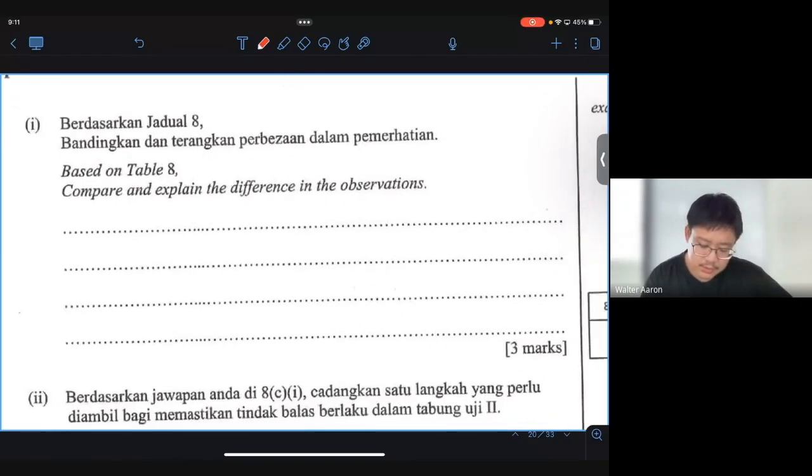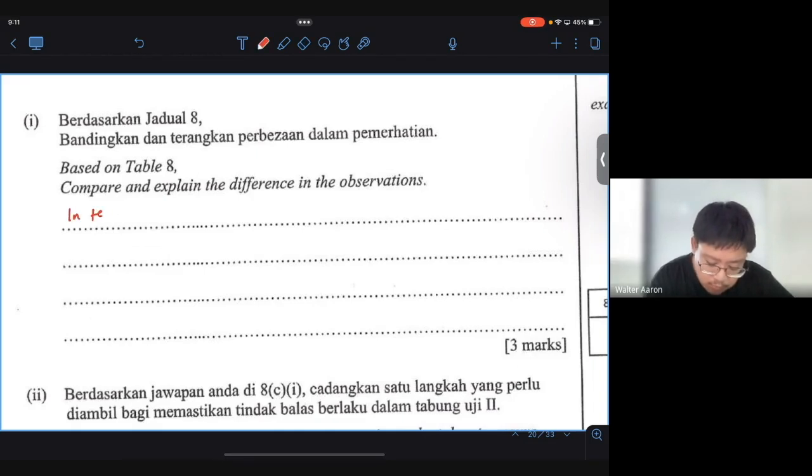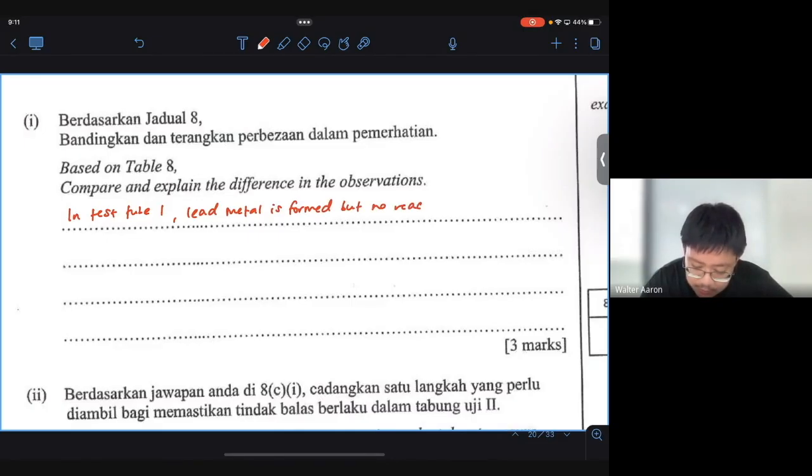Okay. So what you can say here is very simple. You can explain what you can see first. All right, explain the observation. So we say that the first one, the inference is that lead metal is formed. In test tube 1, lead metal is formed, but in test tube 2, no reaction occurs. So you put that in test tube 1, lead metal is formed, but no reaction in test tube 2.